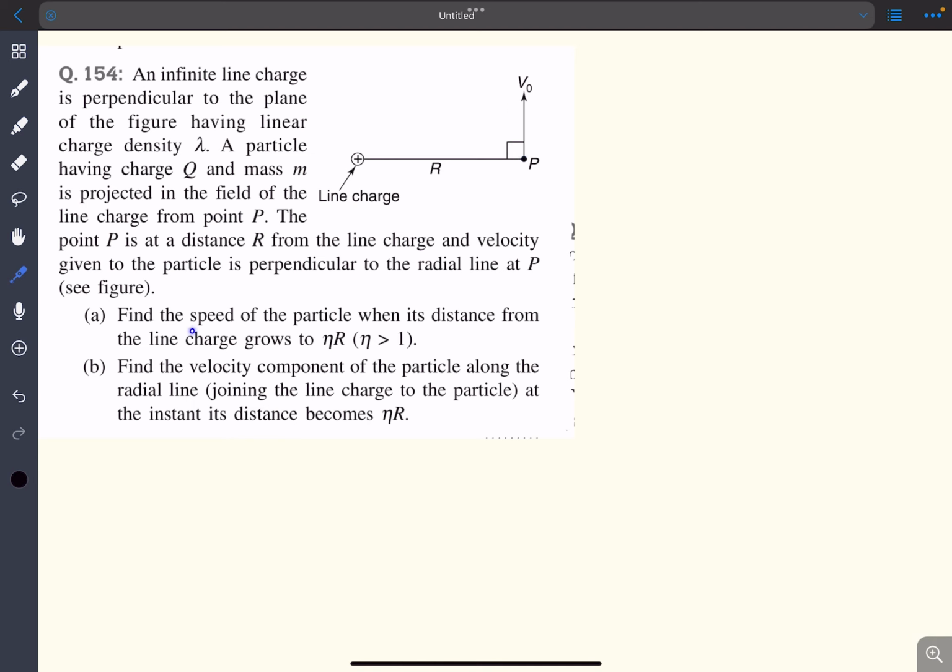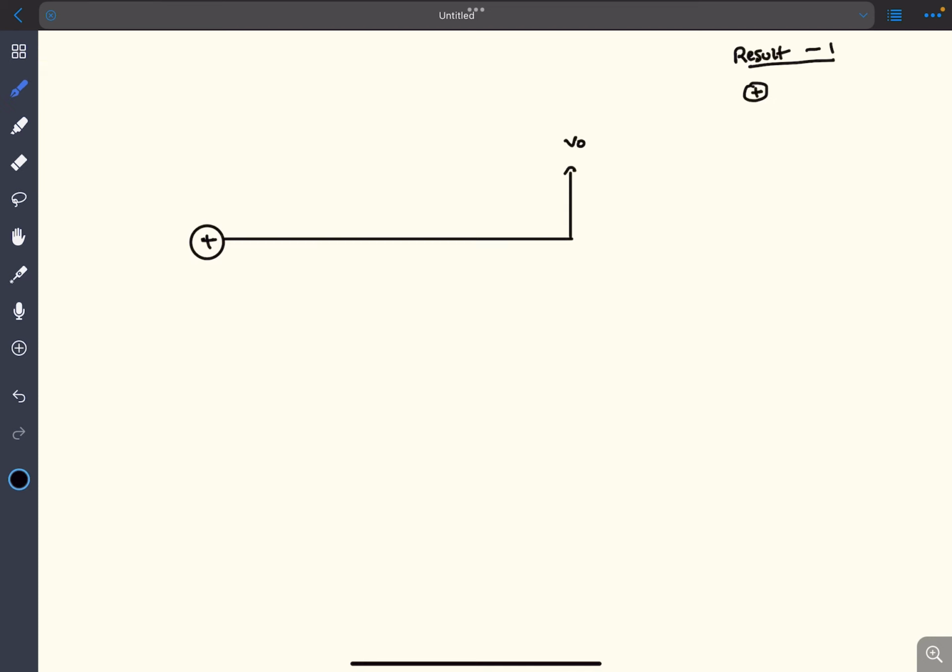So we have to find the speed of the particle when its distance from the line charge grows to neta times r. So result number 1 is that if we have a line charge whose charge density is lambda, the electric field due to this line charge at a radial distance of r will be along the radial direction only, and its magnitude will be lambda divided by 2 pi epsilon naught r.